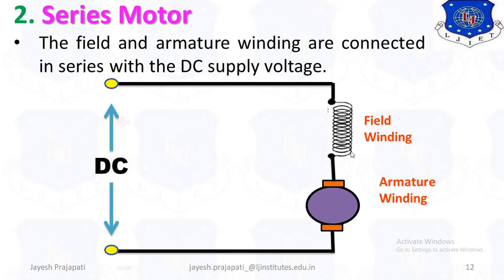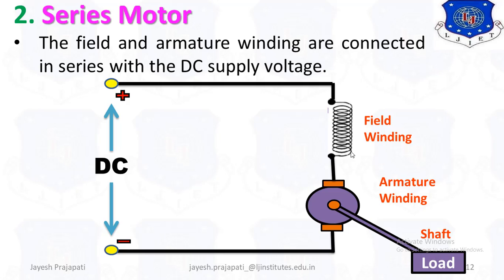This field winding and armature winding are connected in series to the external DC supply. At the center of the armature there is a shaft at which we can get mechanical energy. At the shaft we have to connect a load. Now due to this DC supply, a current flows through the field winding and armature winding. In this series motor you can see the series connection, so the current is the same, so we can say that the field current is exactly equal to the armature winding current.